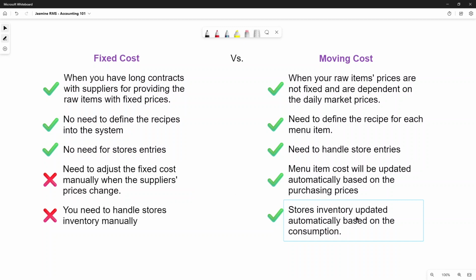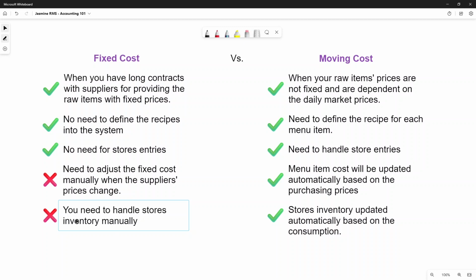Now, in the store inventory, all the store inventory will be updated automatically based on the consumption of the recipe, and we don't need to update or handle any entries for consumption on the stores. Here, we don't have any control on the stores. We don't have control on the entries, on the receiving, on the transfer, on the wastage, on the consumption.